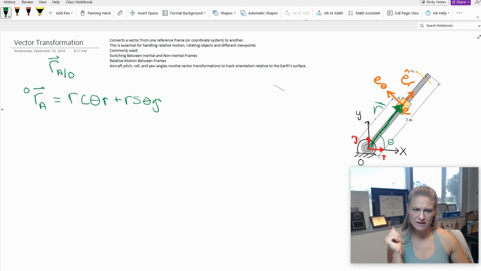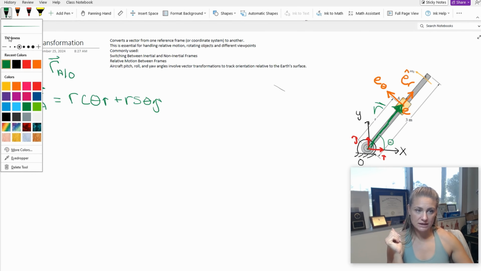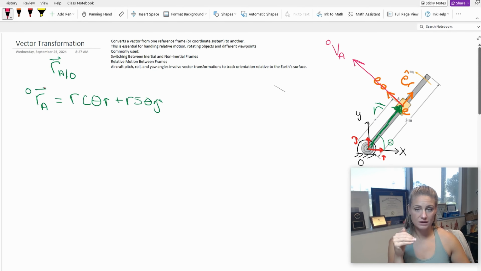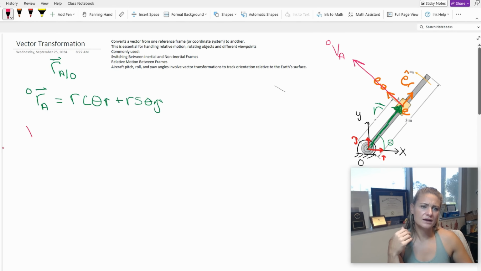Now I'm going to say, well, what is the velocity of this? Well, velocity is always tangent to the curve and in the direction of motion. So in this case, I'm going to have a velocity of A viewed from the inertial frame. So how do I get that here?